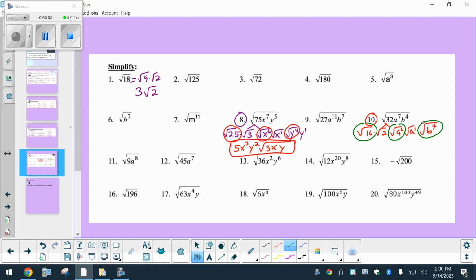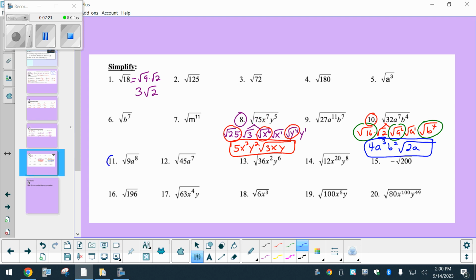And now I can answer them out. I have 4, right? Square root of 16. A to the 6th will be a to the 3rd. And b to the 4th will be b squared. Everything else stays under, which is the 2 and an a. And you should be done. And then you just got to be careful. If you see even exponents, that means you can do them right away.